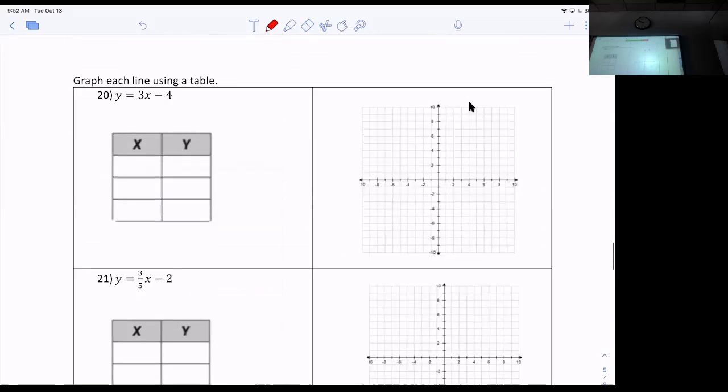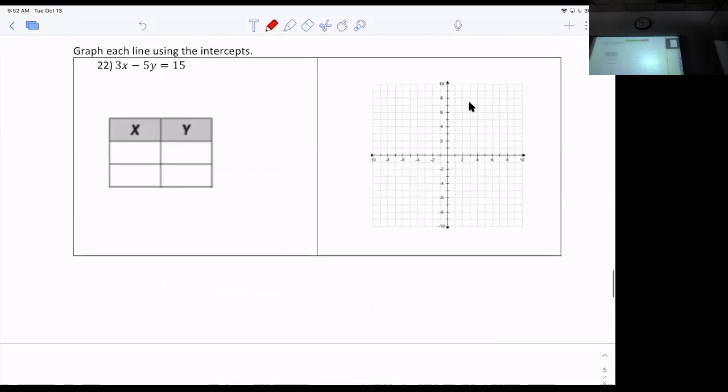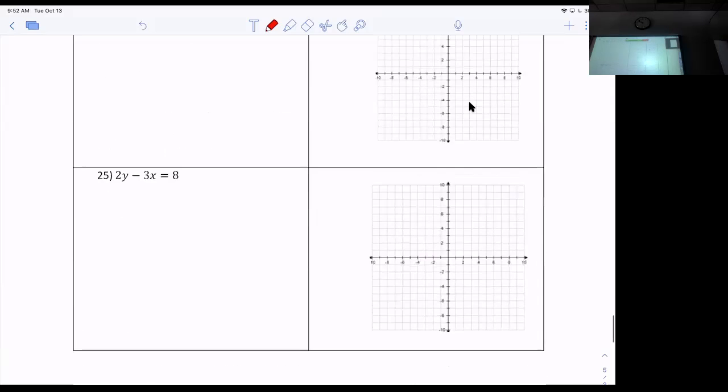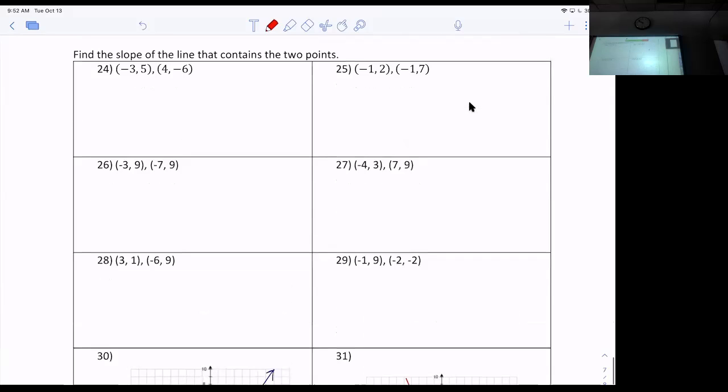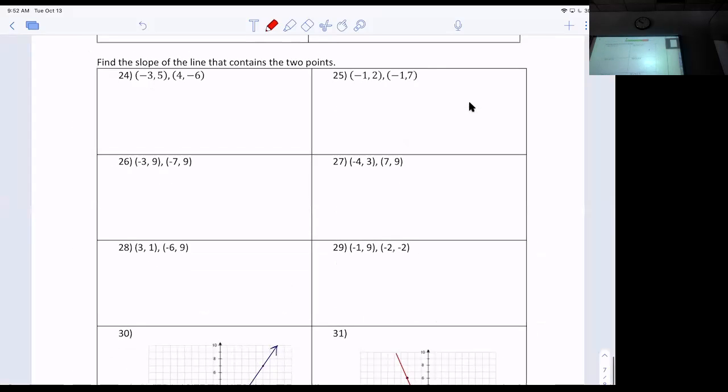Now, look at what I did for 20. I just wanted you to review plugging numbers in on the table. I'm getting the table. Then I had you reviewing how to do the intercepts, and then they were just graphing more. And then down here, finding the slope. What was the slope formula? Y2 minus Y1 divided by X2 minus X1.